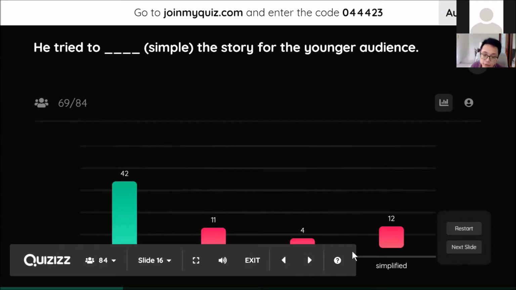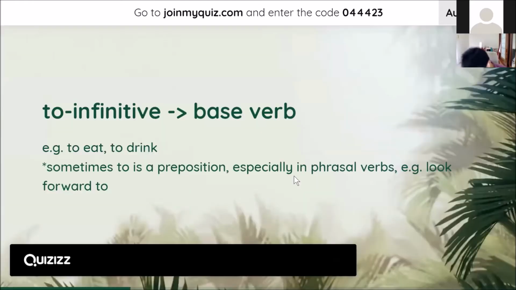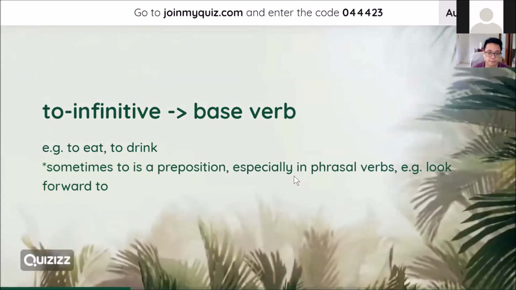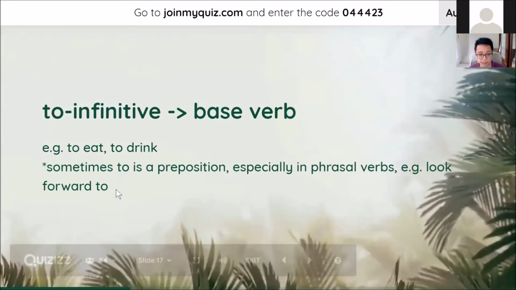Okay, this one is what we call a past participle. So this one is not the answer. So the answer is simplify. So to infinitive, base verb. So to eat, to drink, to love, to kiss.